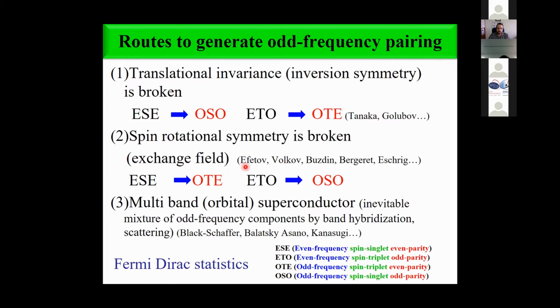And it is actually discussed in many works, first discussed by Efetov and Bergeret, Volkov and Buzdin, and Eschrig. Many important works have been done in the context of ferromagnet superconductor junctions. And also recently, in multiband superconductors the generation of odd-frequency pairing is discussed, starting from Black-Schaffer and Balatsky's original work, and Asano and Golubov, and many works, many activities.